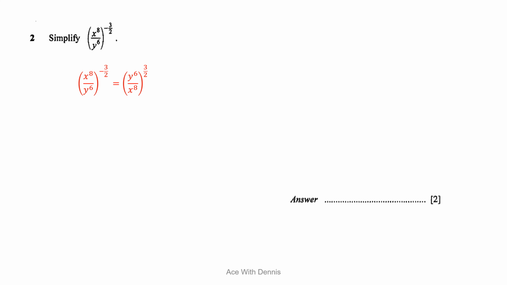The next thing we need to do is we expand the bracket. So when I expand the bracket, then the power outside the bracket will multiply the power inside the bracket. So we get y to the power 6 times 3/2 over x to the power 8 times 3/2. Simplify, we get y^9 over x^12. And this is the final answer.